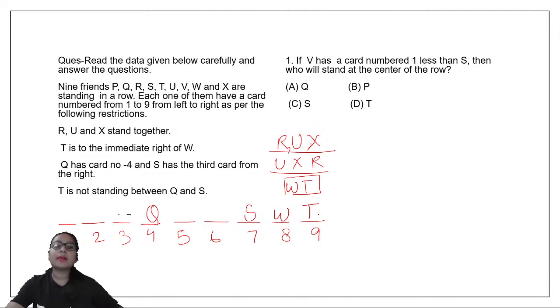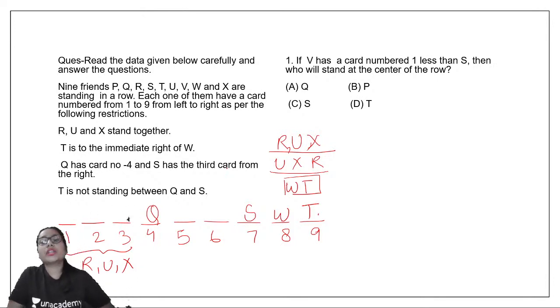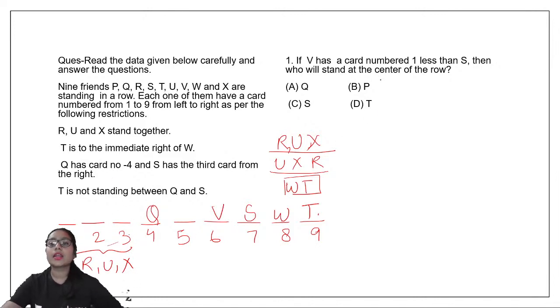So if T and W are here and R, U and X are together, it means the first three positions would be occupied by R, U and X. I have not filled it in the arrangement as I don't know the order yet. Okay, let's see this question. The question says that if V has a card numbered 1 less than S, 1 less than S means V would be here. Then who will stand at the center of the row? Center of the row means fifth position. We need to figure out who will take it.